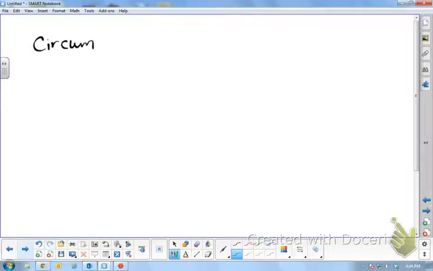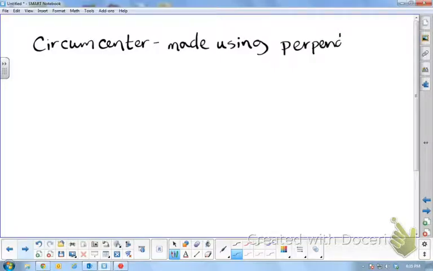So our next point of concurrency is called the circumcenter. So when I say point of concurrency, it's just where the three lines cross. And the circumcenter is made using perpendicular bisectors. This point is the same distance away from all three vertices of the triangle.